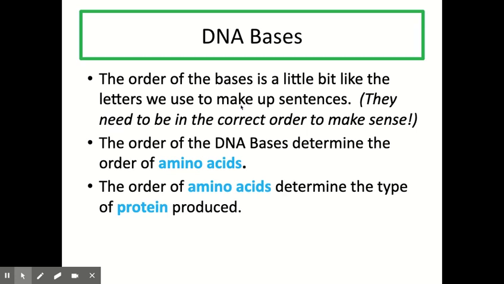Now, the reason they need to be in the correct order is that the order of these DNA bases, so these A's, T's, C's, and G's, determines the order of things called amino acids. Now, amino acids are molecules that join together to make those proteins I talked about earlier that are really important to the cells. Proteins are just long molecules made up of lots of different amino acids, and it depends which amino acids are joined together, which proteins are made.